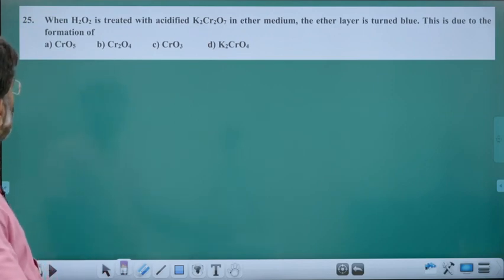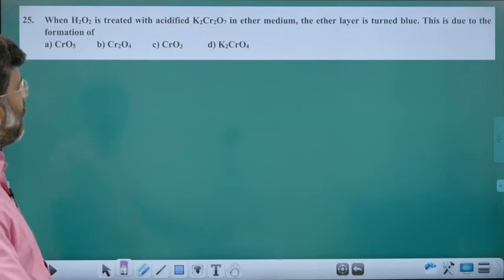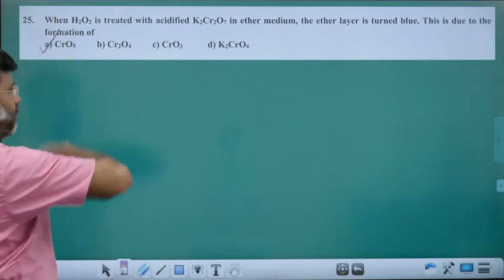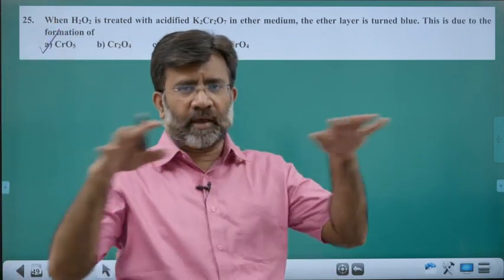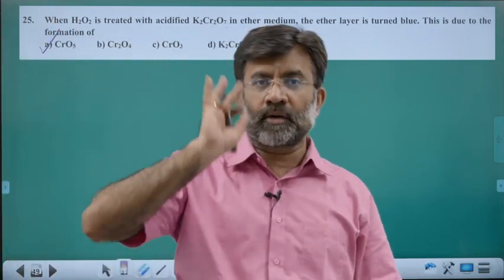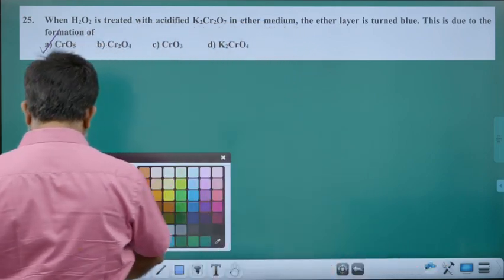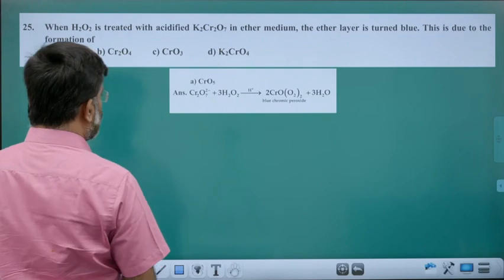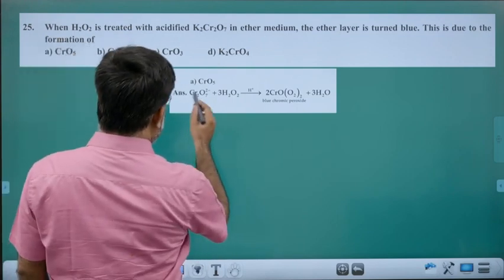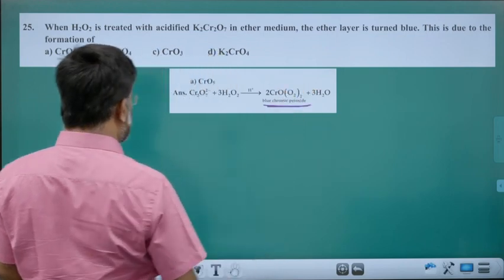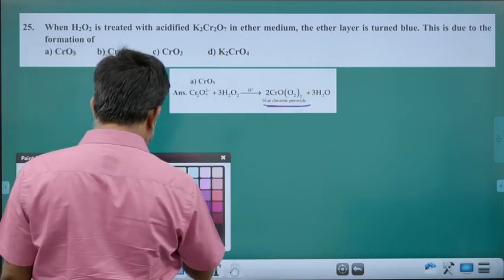When H2O2 is treated with acidified potassium dichromate in ether medium, the ether layer turns blue. This is due to the formation of perchromic acid. The blue layer formed is nothing but perchromic acid, CrO5. This is the reaction: dichromate interacting with H2O2 gives blue chromic peroxide, or perchromic acid.